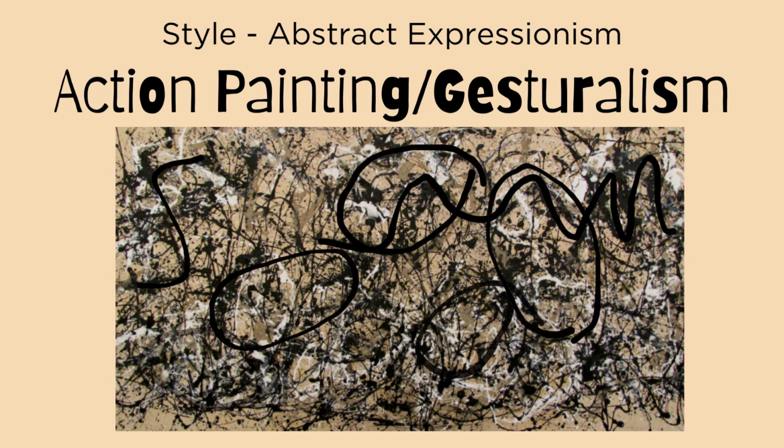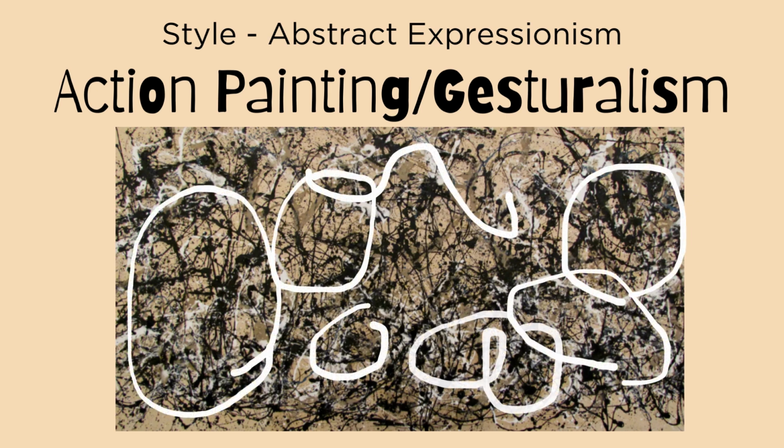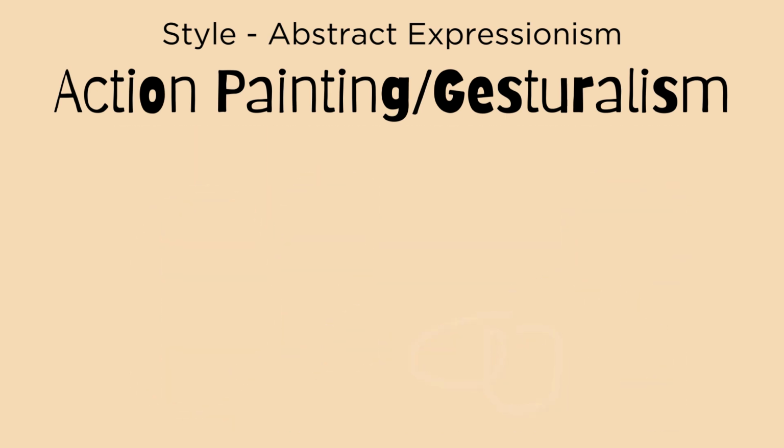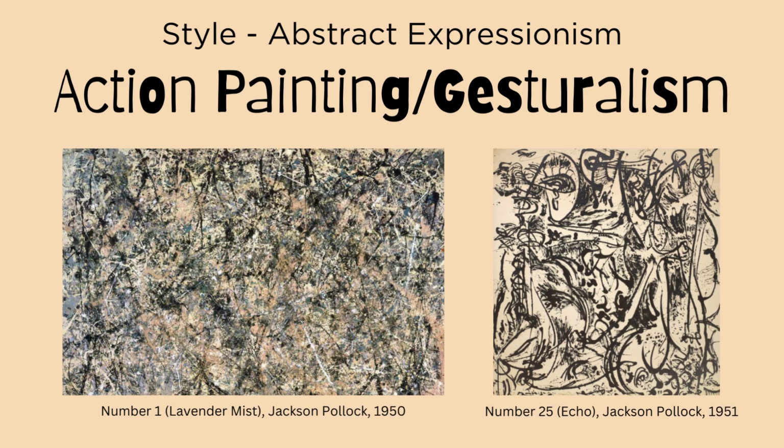In Autumn Rhythm, you can see the dripping lines that show Pollock's circular and sweeping movements, indicating that he is using gesturalism. Similarly, gesturalism is used on Lavender Mist and Echo, two paintings that are part of Jackson Pollock's 1950 series of rhythmic drip paintings.